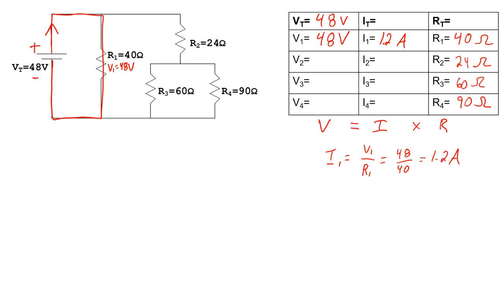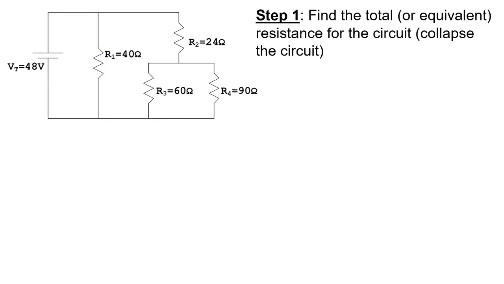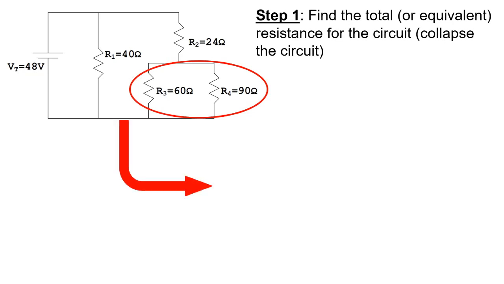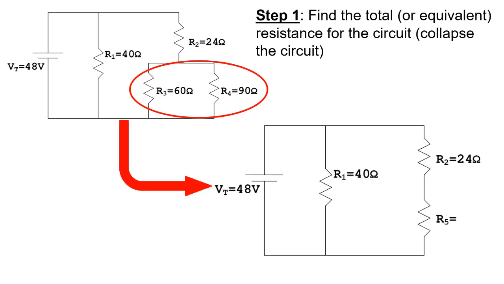Okay, so next, step 1 in our problem-solving approach here is to find the total or equivalent resistance for the circuit. So in other words, collapse the circuit. So our first step is to analyze what are some resistors that we can combine using our rules for series and parallel circuits. So looking at this, the first thing I'm going to do is collapse those two parallel resistors, and I'm going to turn them into resistor 5. And I'm just calling it resistor 5 so we have something to talk about.